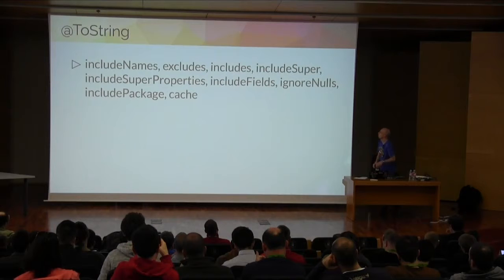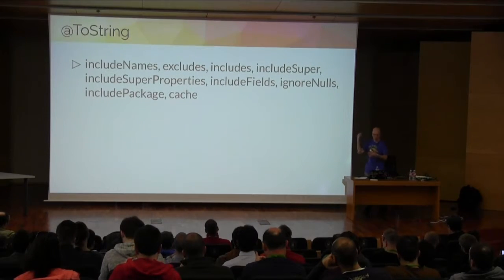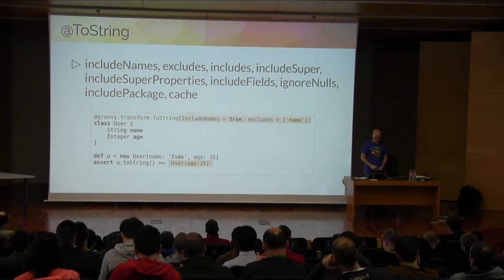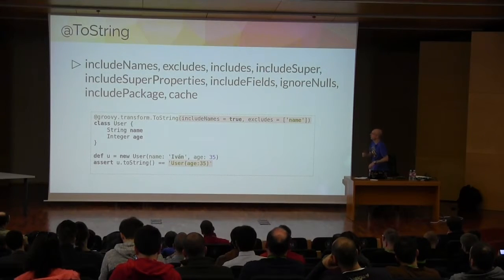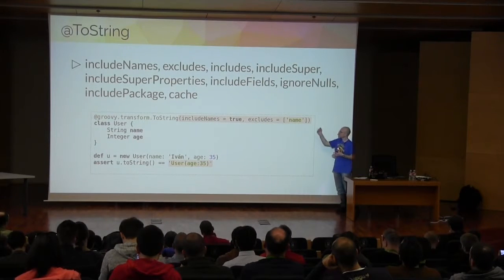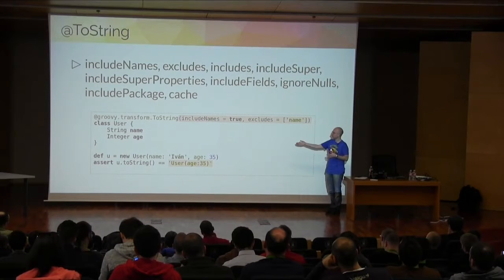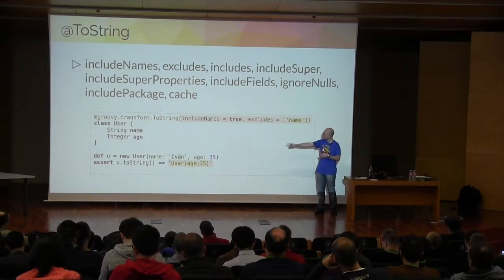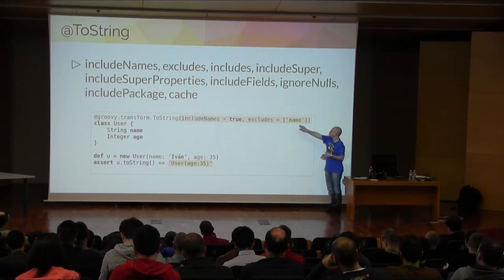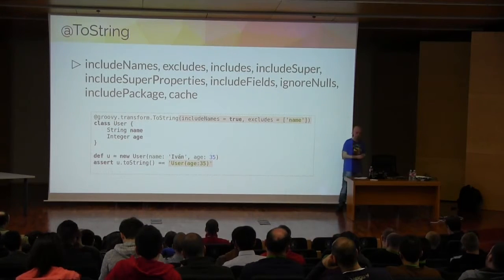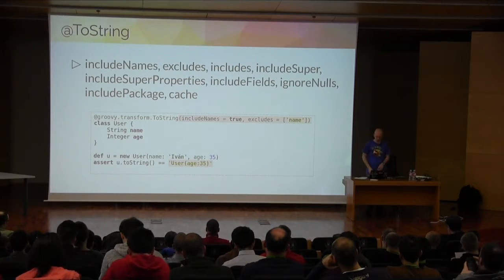And this transformation can be customized. We can exclude properties, include some, ignore null values. So for example, we can customize the transformation, including the names of the attributes and excluding the attribute called name. So now if I create again the same instance, it will print the attribute, so now age, but as I have excluded name, it will not be generated or printed in the implementation.